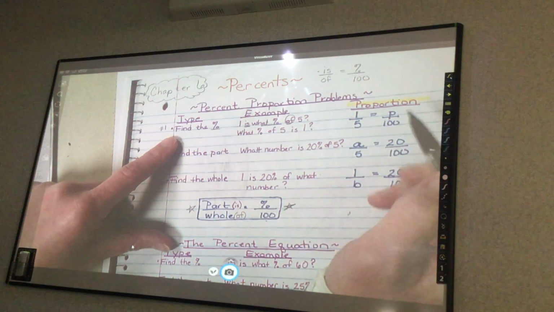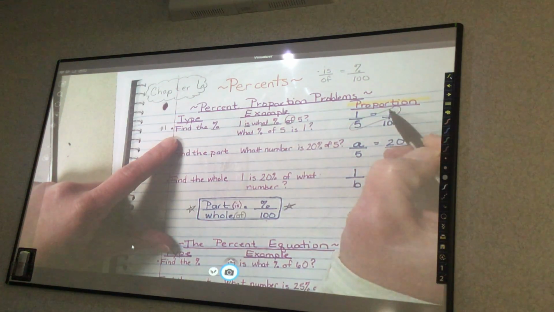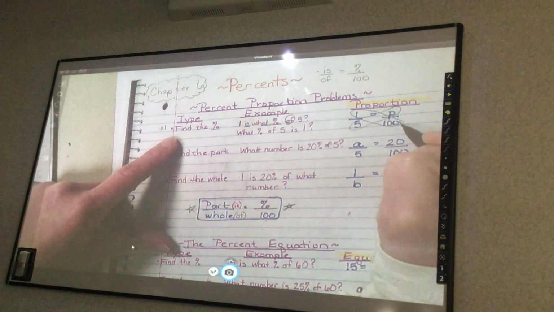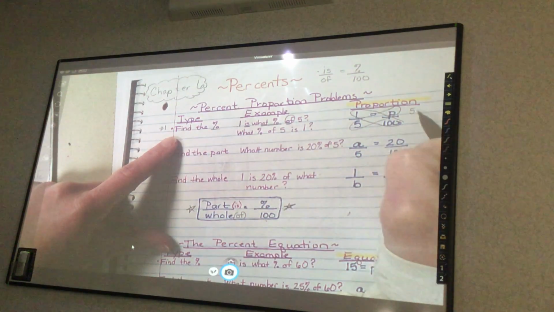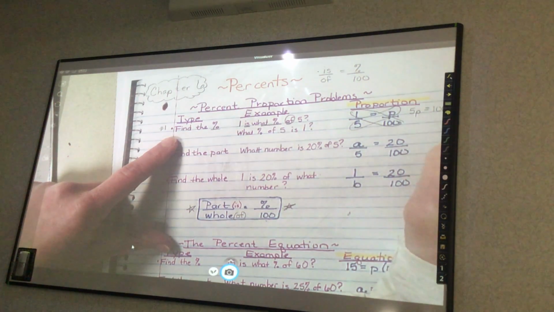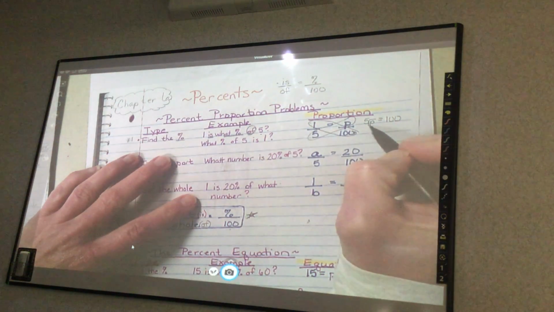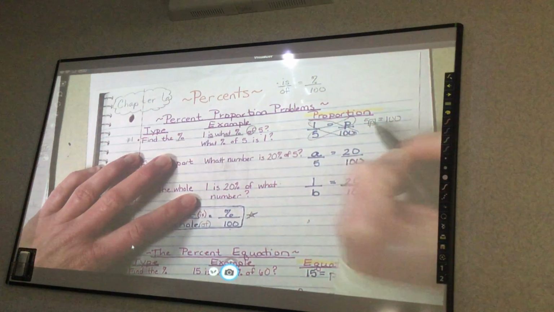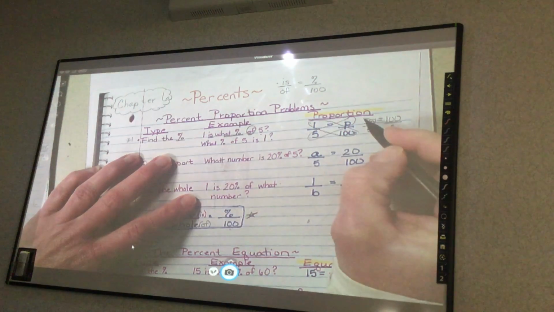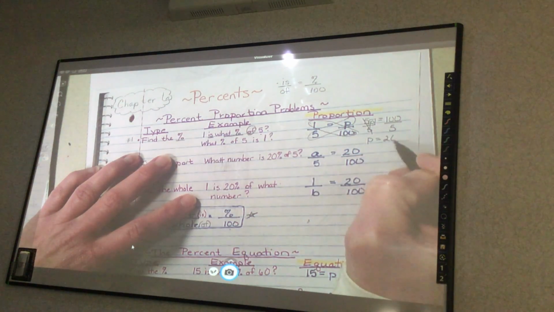Now, how do I solve a problem like this? Cross product, and I want you to show me this in pencil. So if I did the cross product, that means I have 5p equals 1 times 100, which is 100. To solve for p, we put p in a box, and this is multiplying, so the opposite of multiplying is dividing. Show me that you're dividing by 5 on both sides. These 5's cancel out, and p equals 100 divided by 5, which is 20.